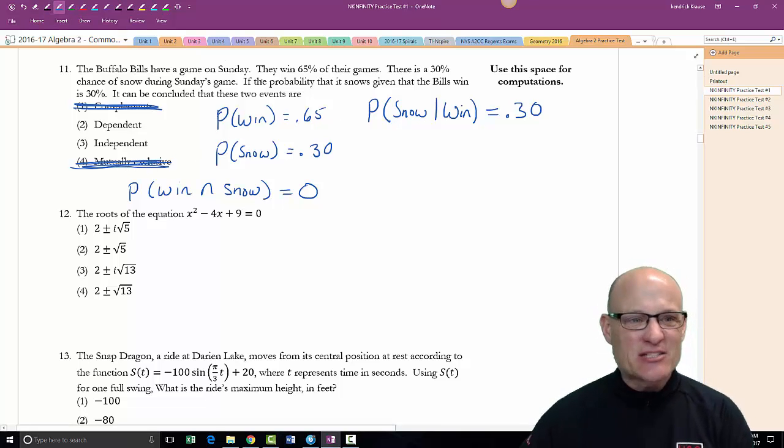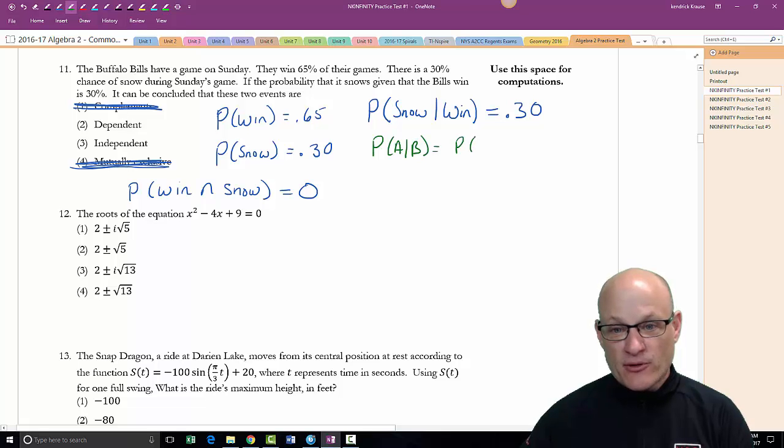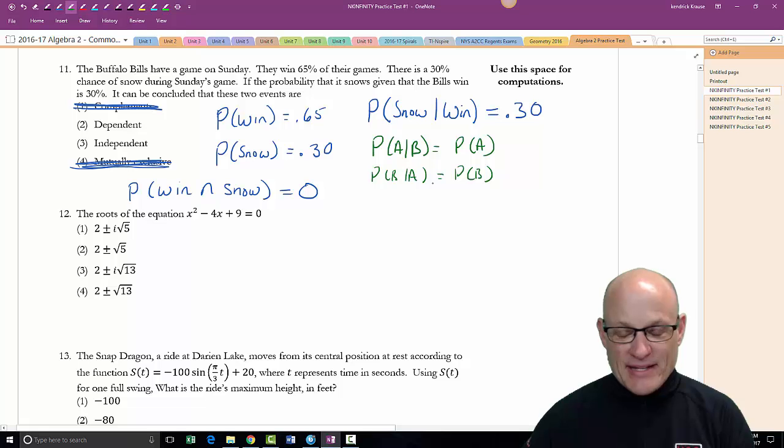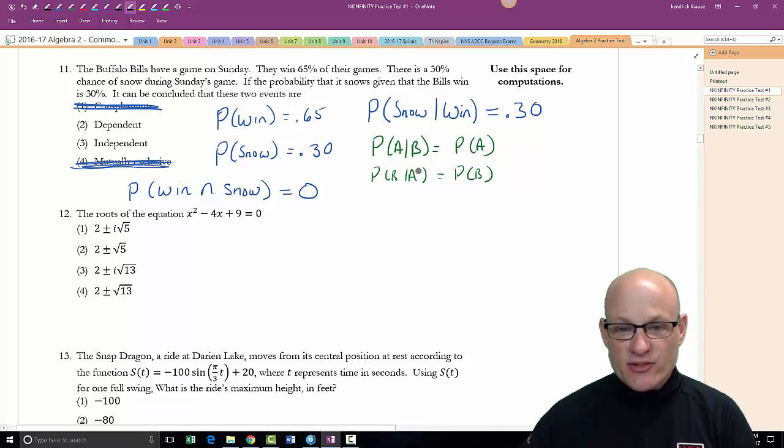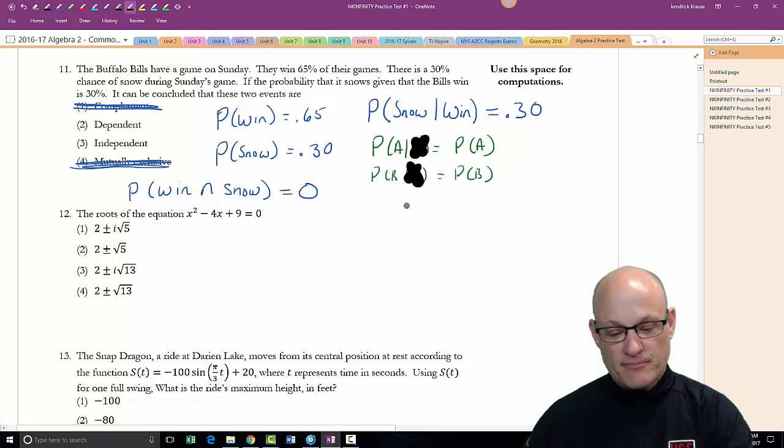There are 3 tests for independence. Really, there's just one. There's 2. So it's the probability of A given B is equal to the probability of A. The probability of B given A is equal to the probability of B. So basically what we're saying, for those of you that haven't learned this, is it doesn't matter that this happened. If this wasn't here, I would have probability of A equals probability of A.